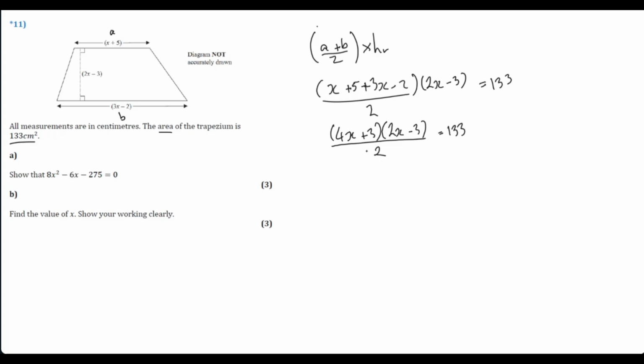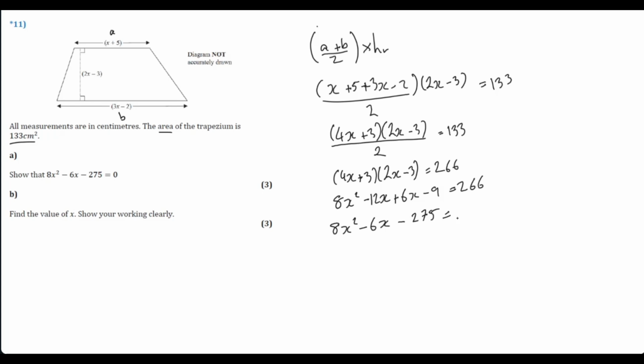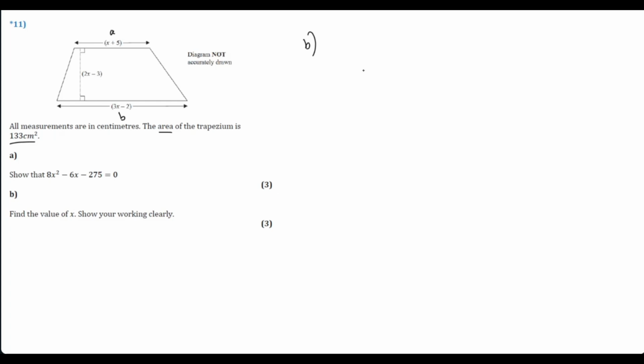Okay, expanding and simplifying the numerator. Oh, I do that second actually. What I'll do is I'll times out the 2, so then we're going to get 4x plus 3, and then 2x minus 3 equals 266. Times out the brackets, so that's going to be 8x squared minus 12x plus 6x minus 9 equals 266. Simplify the left-hand side, 8x squared minus 6x. And then if I take away the 266, I will get minus 275 equals 0. And that's finished.